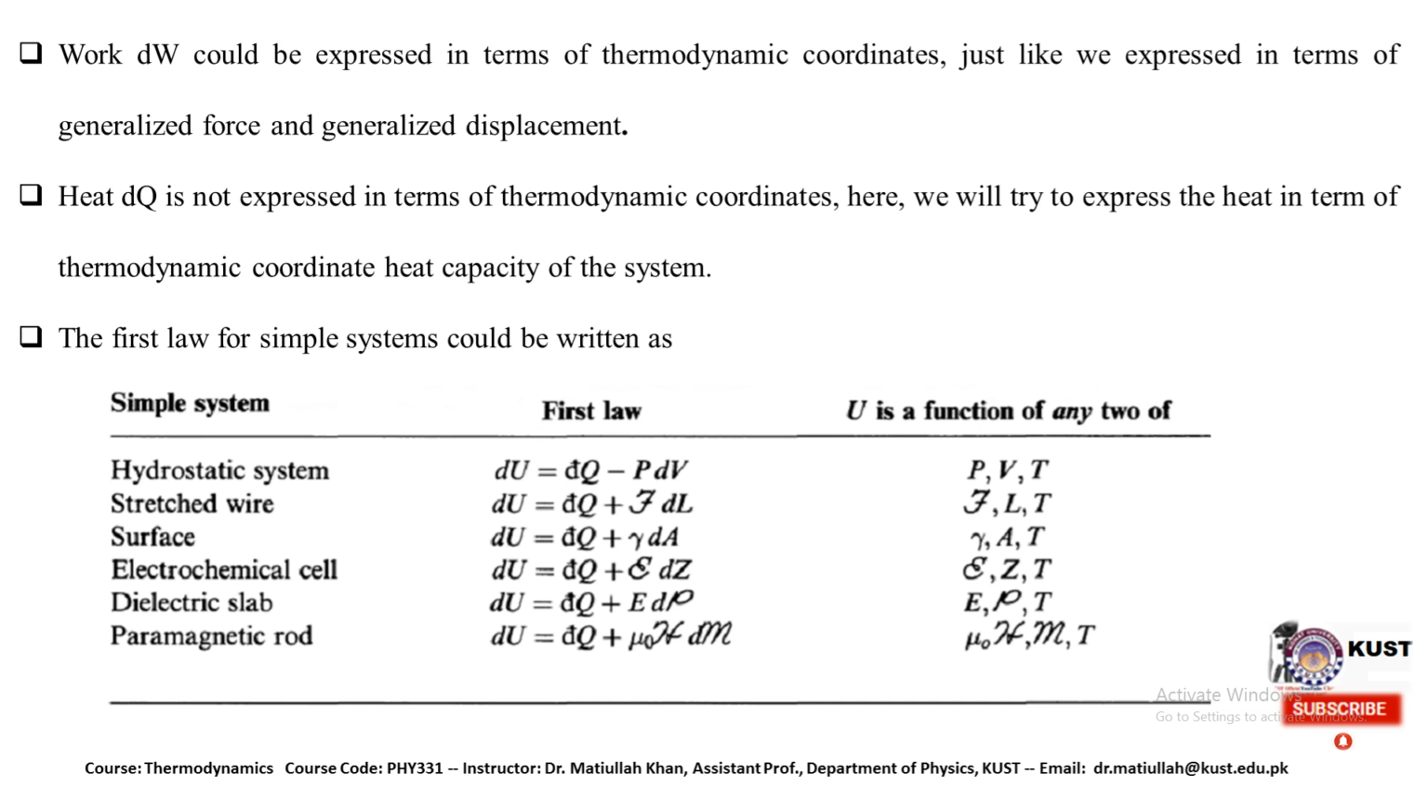Similarly, we have a stretched wire, in which the first law of thermodynamics could be written as dU = dQ + τ dL, and similarly for a surface we have dU = dQ + σ dA. For electrochemical cells, dU = dQ + ε dZ, and for a dielectric slab, dU = dQ + E dP. And for the case of a paramagnetic rod, the first law of thermodynamics could be written as dU = dQ + μ0 H dM.